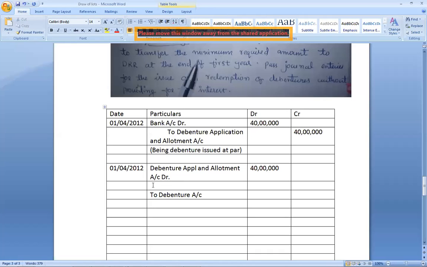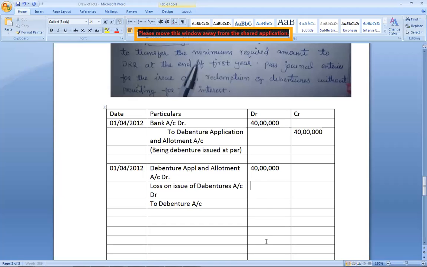But also remember that we have a loss in future because we are paying 10% of 40 lakhs extra. Loss on issue of debentures. This is the premium. Premium is a loss at the time of redemption. This will be debited. Loss on issue of debentures account debit 4 lakhs.